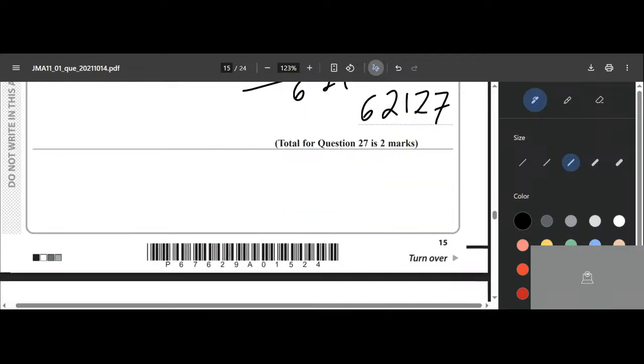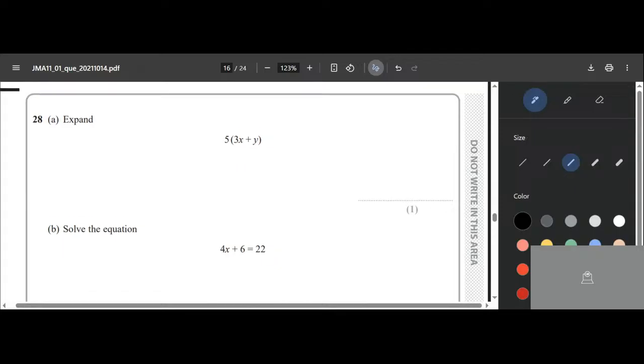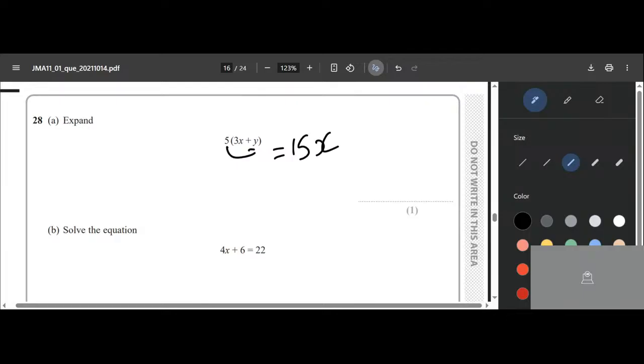Then we can proceed to question 8. Question 8, we are told to expand, just multiply. 5 times 3, we have 15x. Then 5 times y, we have 5y. So that is how we expand equations on bracket. Then we can now look at part B.